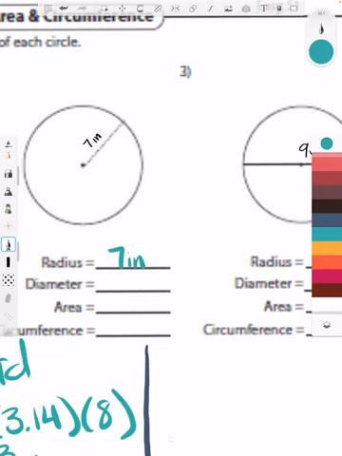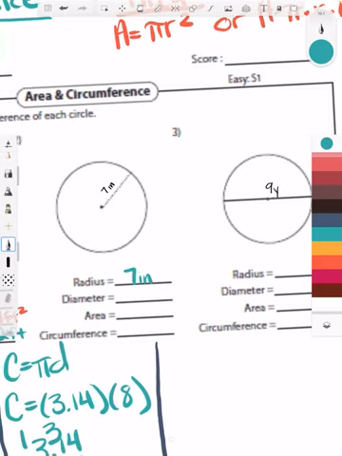All right, now we're going to identify our diameter. Remember the relationship between the radius and the diameter. My radius is half the diameter. So if I want to know what the diameter is, I'm just going to multiply 7 times 2, which gets me 14. So my diameter is 14 inches.